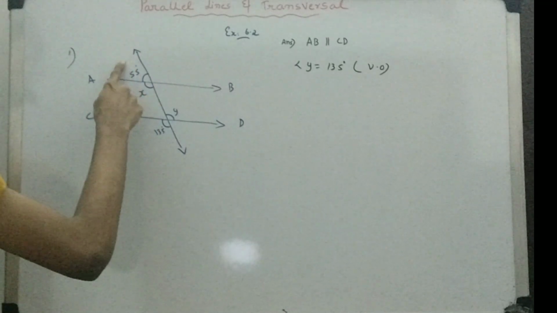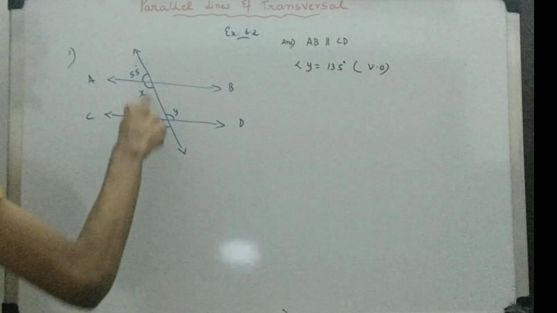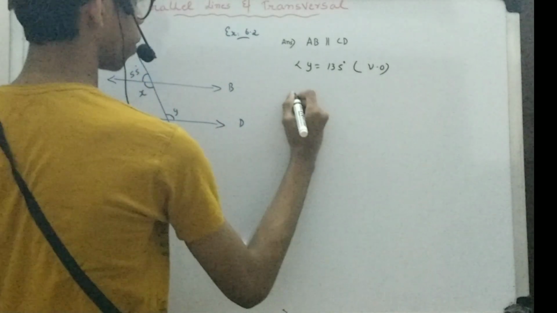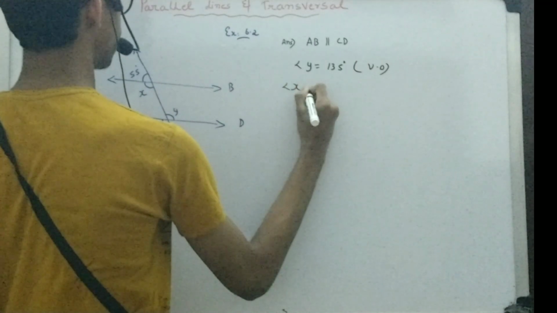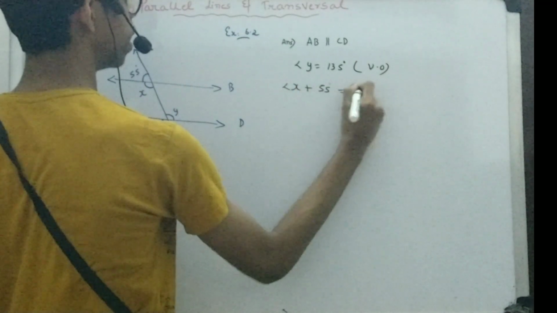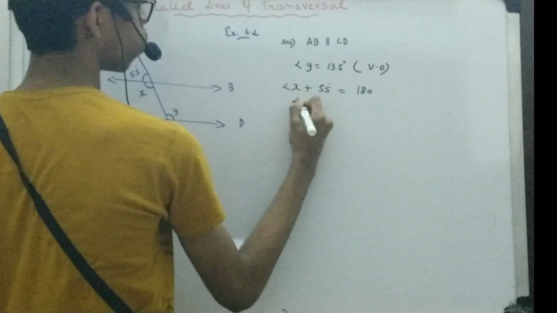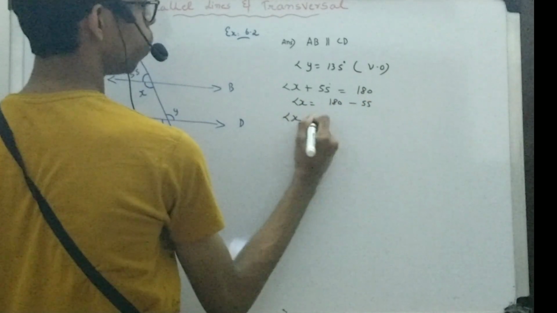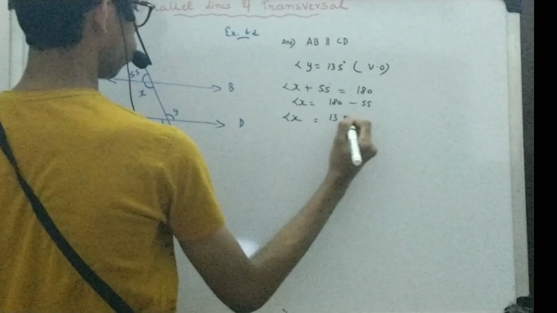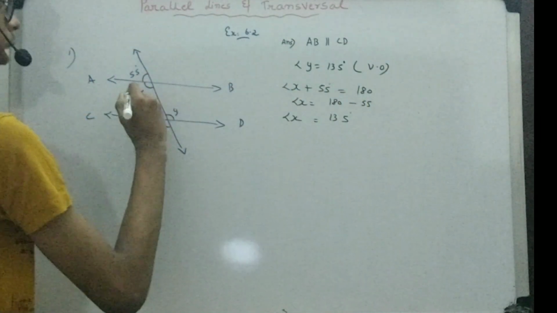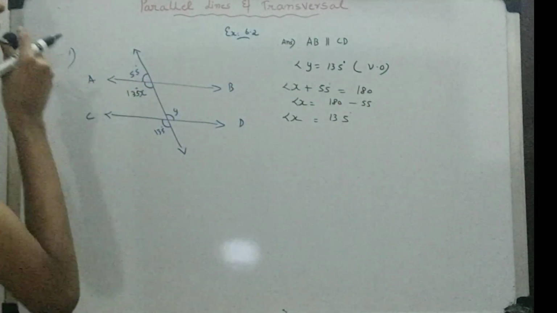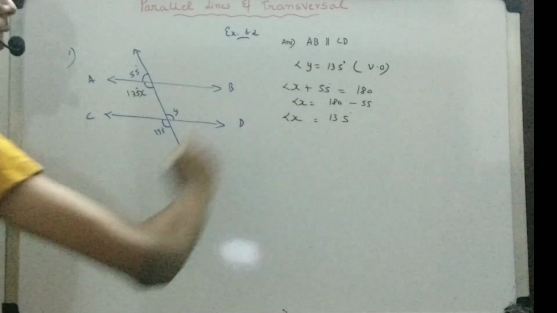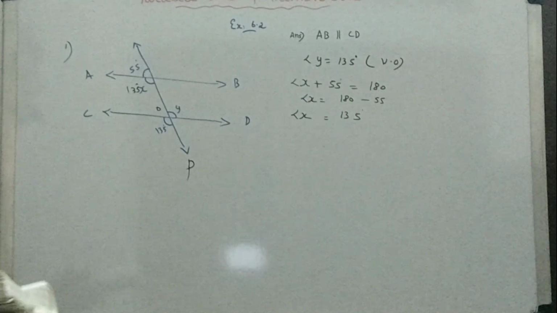Now if you see over here, this 55 and x form a linear pair, isn't it? So from here I can write angle x plus 55 degrees is equal to 180. Therefore, angle x is equal to 180 minus 55 degrees, and you will get angle x is equal to 135 degrees. So we found the value of angle y and angle x, the value of x and y.